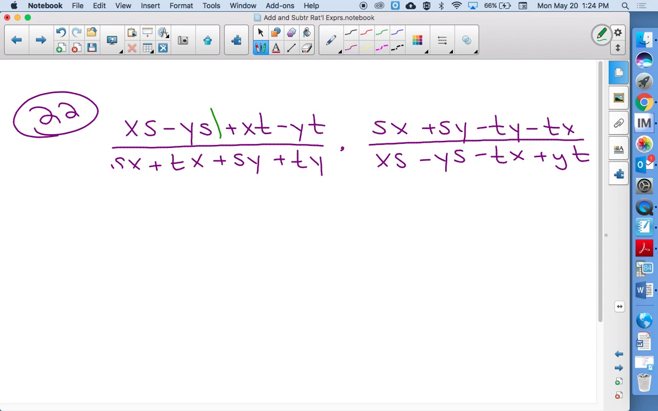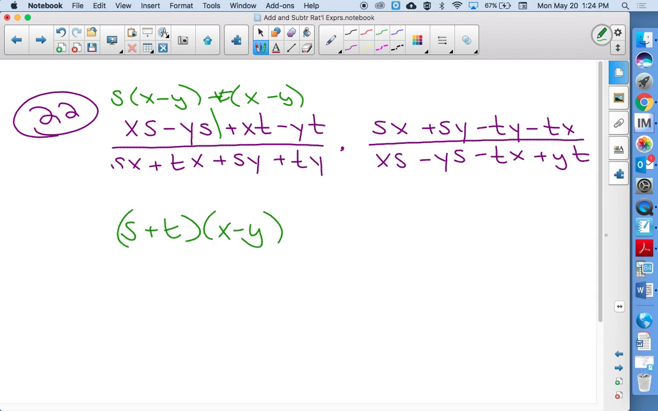So Brandon, the first 2 terms have what in common? They have an s. And that would leave you with? x minus y. And then the second 2 terms? t, and then that would be x minus y, and then you can combine those and just write s plus t times x minus y. Right.